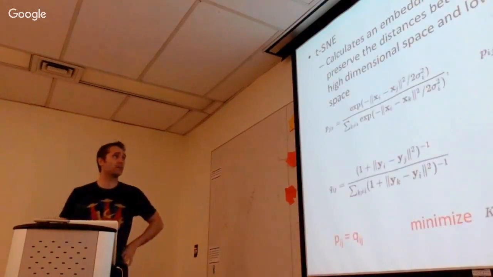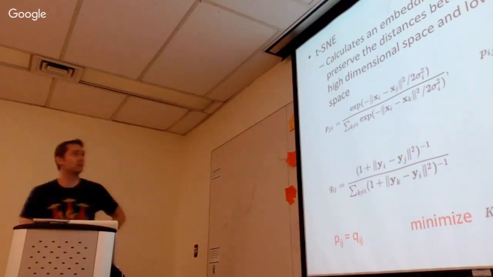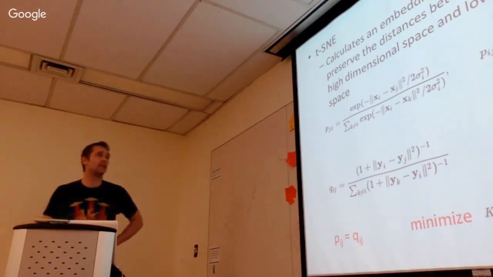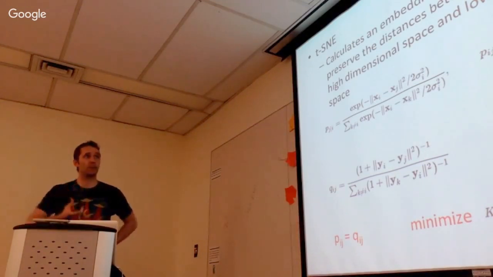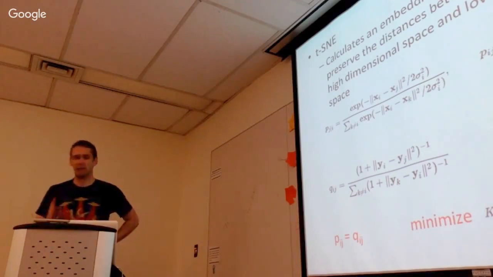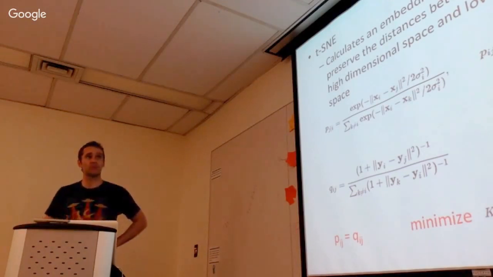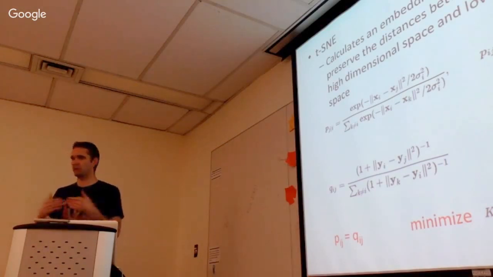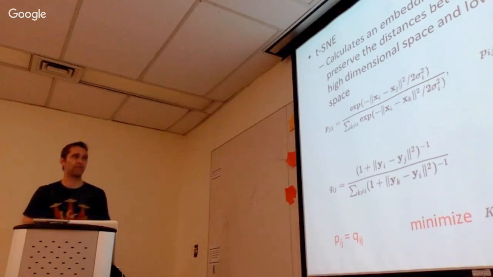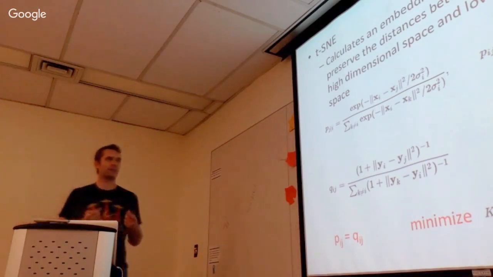We want the method to understand this kind of shape. And this is a different algorithm. It's called t-SNE. It's basically trying to calculate an embedding of high-dimensional data to low-dimensional data by preserving the original distances between objects in the high-dimensional space. So the distances should be the same. So how does it do that, right?